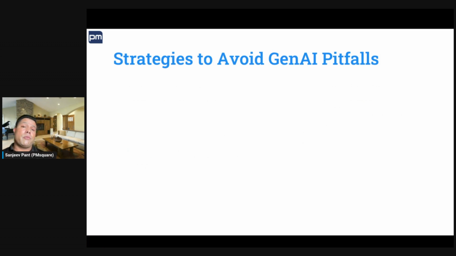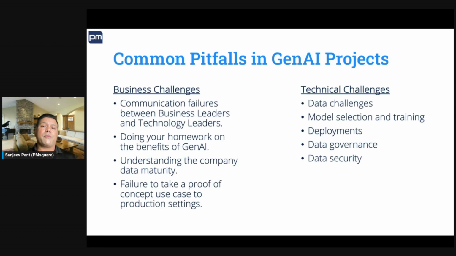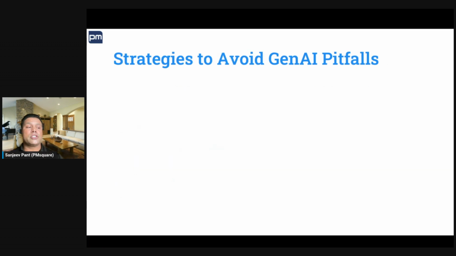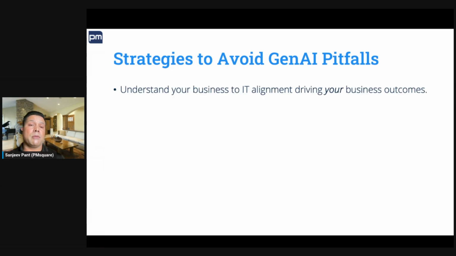So those are some of the fact findings that we have found while doing multiple projects in generative AI. Now let's talk more about strategies to avoid generative AI pitfalls. What are some of the things that you could do and start thinking about as you go through the process of being an AI first or AI driven company backed by a true data maturity environment?